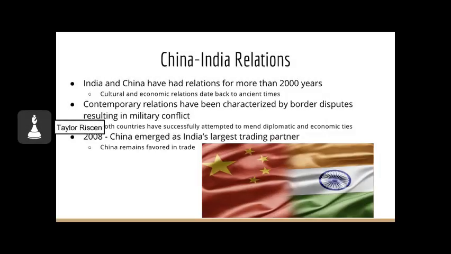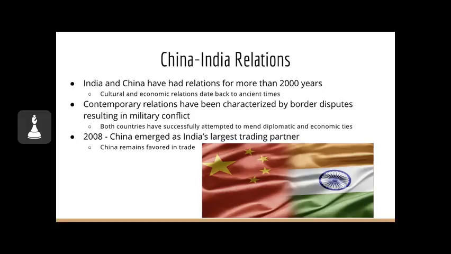India and China have had a relationship for over 2,000 years. Cultural and economic relations date back to ancient times. The modern relationship began in 1950 when India was one of the first countries to end formal ties with the Republic of China, also known as Taiwan, and recognize the People's Republic of China as the government of mainland China.